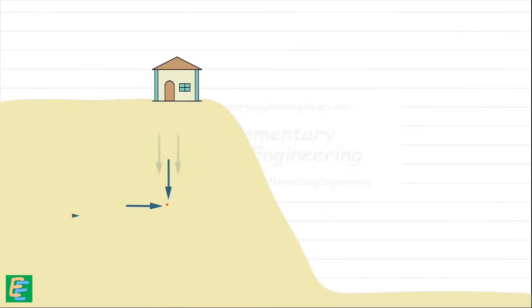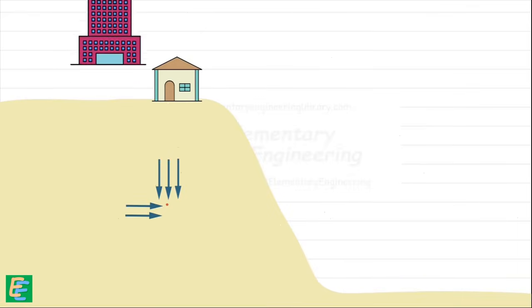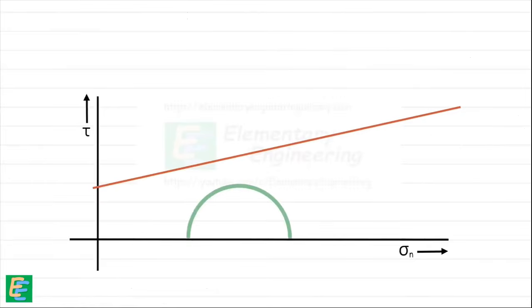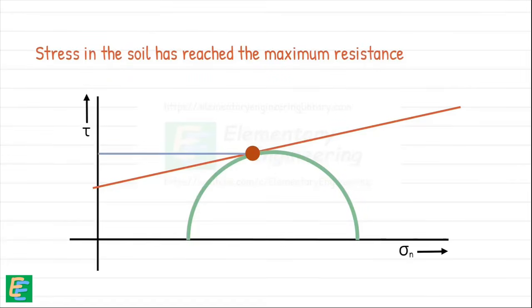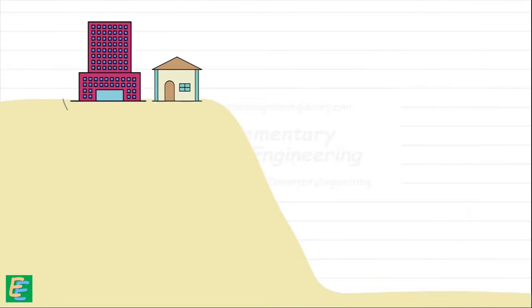However, if the soil is stressed further, maybe due to increased load or other factors, the Mohr circle grows larger. There may come a point when this circle just touches the Mohr envelope. At this critical moment, the stress developed in the soil has equaled the shear strength of the soil, indicating the stress in the soil has reached the point of maximum resistance on this plane. This is the point where cracks in the soil may start to appear, and we say that the soil has failed in shear.